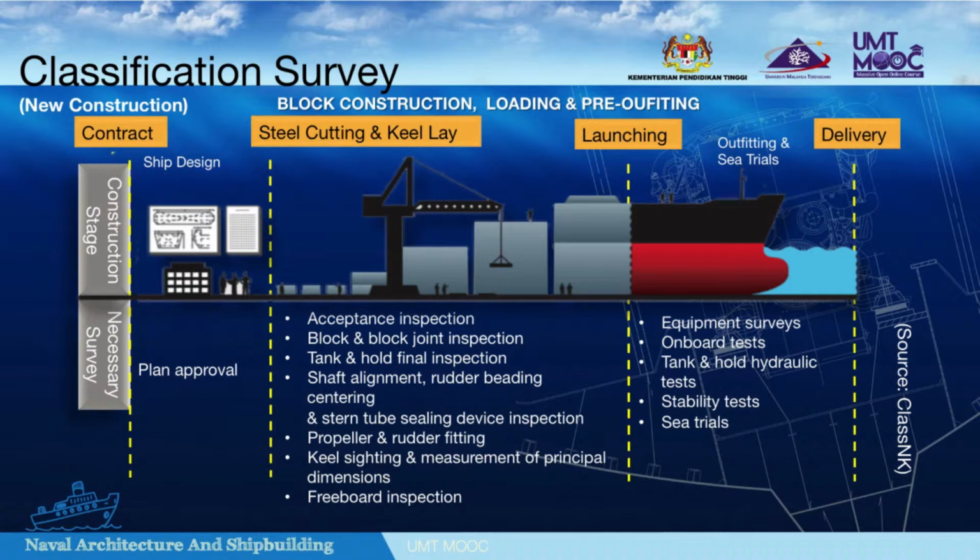Upon satisfactory completion of the above, the builder or ship owner's request for the issuance of the class certificate will be considered by the relevant classification society. If it deems satisfactory, the assignment of class may be approved and certificate of classification issued.